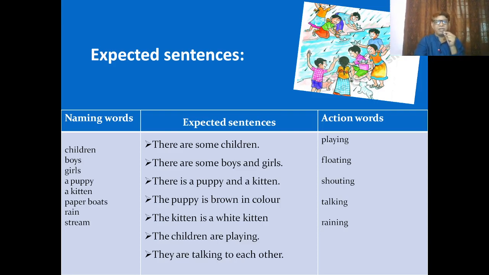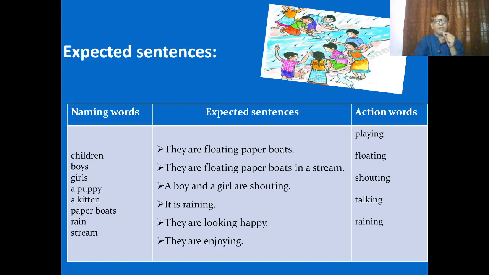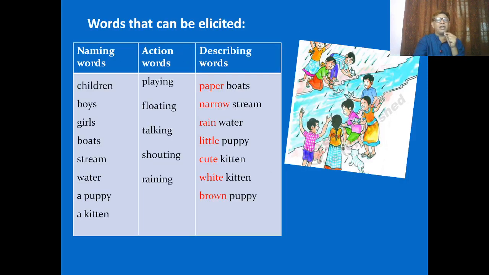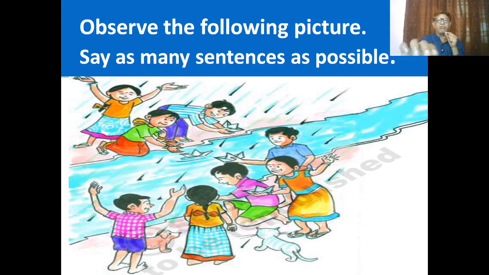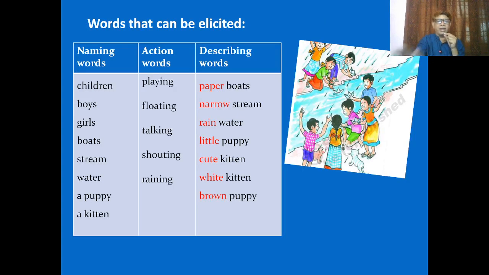Now, continuation of the sentences. See, so here these are the sentences. So in this way, if we want to elicit sentences from the children, first we need to display the picture. So before eliciting or writing the words on the board, we need to talk to the children. We need to initiate the interaction. We need to pose some questions. By posing the relevant questions, we need to elicit the words. So through elicitation, we need to write the words on the board like this.